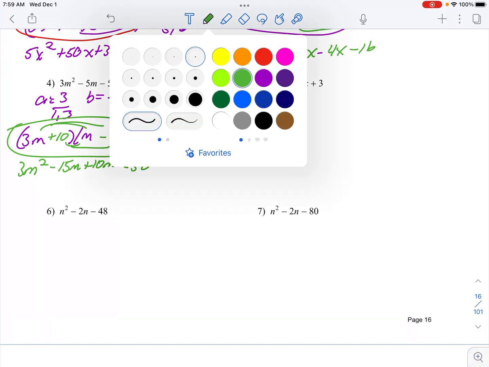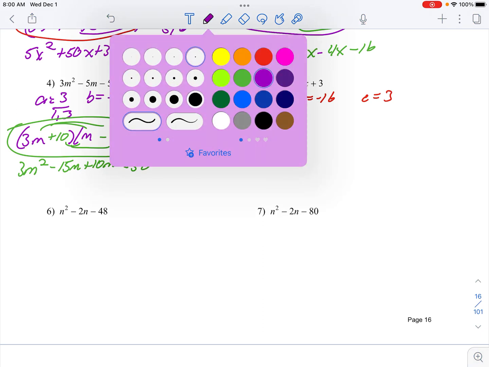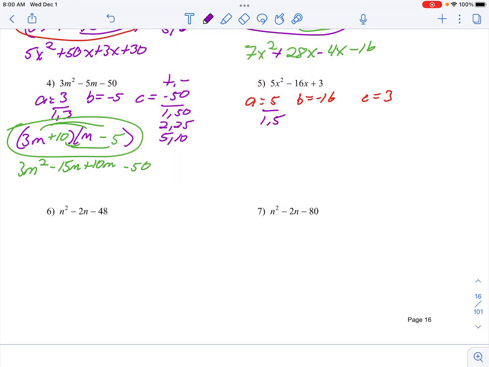Okay, number 5, do it out again. It's just practice, practice, practice. Okay, identify my A, B, and C. A turned out to be 5, C turned out to be 3. I list out those factors. 5, the A starts to build my two quantities. And before I go and make my guesses with the 1 and the 3, I keep in mind those signs.